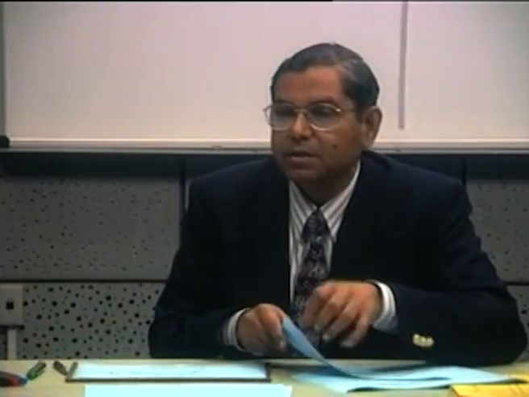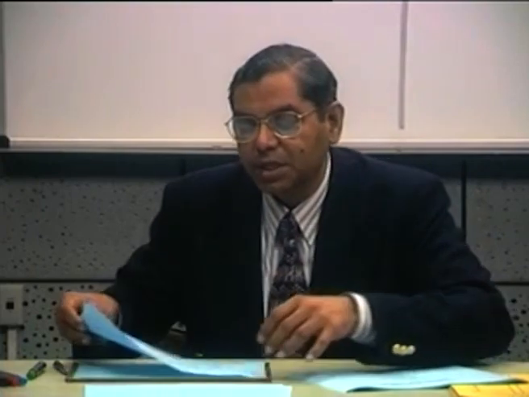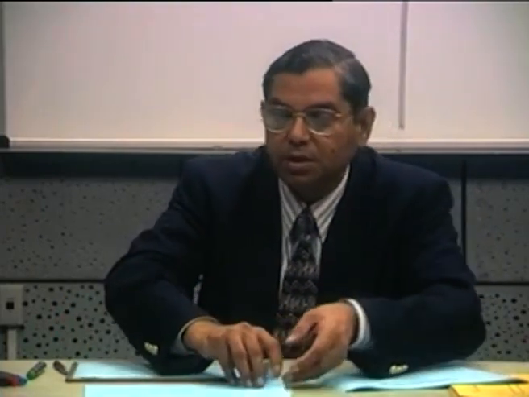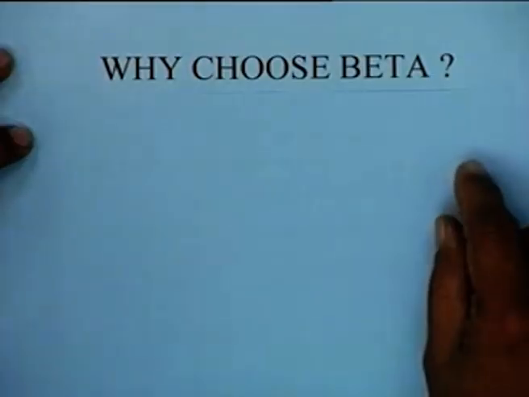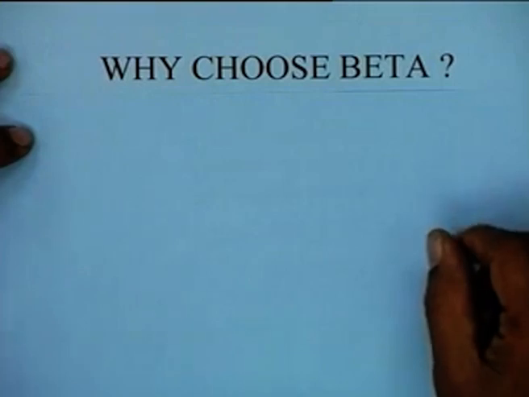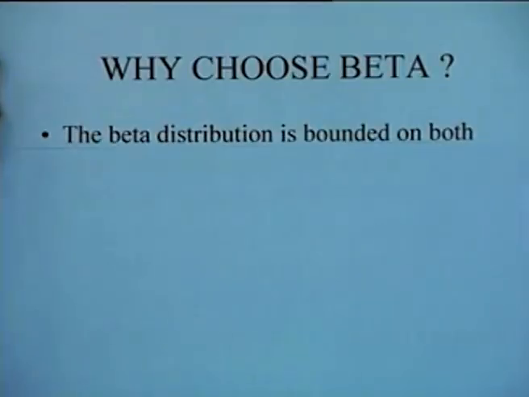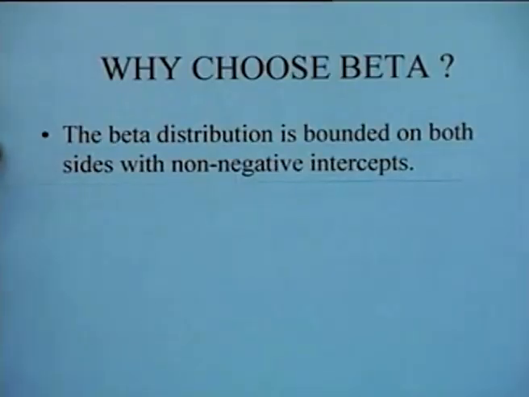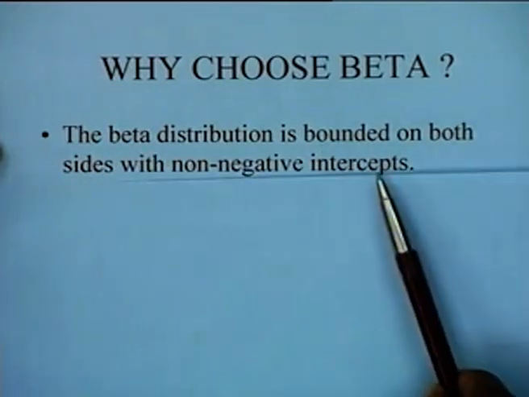A question that arises at this stage is, why did the originators of PERT choose a beta distribution? Why didn't they choose any other distribution? So this is a question, why choose beta when there is a plethora of distributions available? Why did they choose beta? So beta has certain properties which we can see, and we see that it favors the time representation of the distribution of time. First thing is, the beta distribution is bounded on both sides with non-negative intercepts.